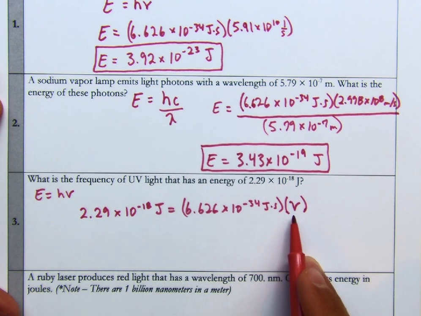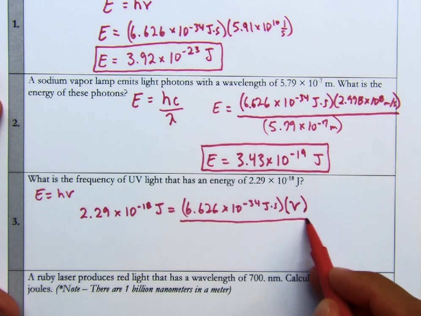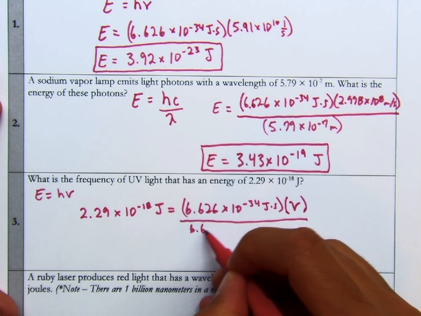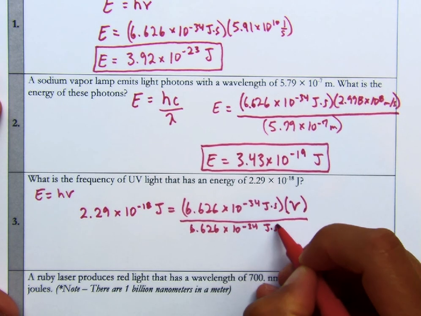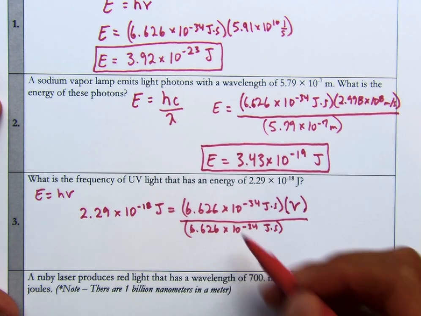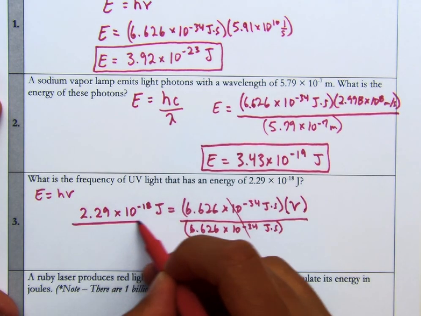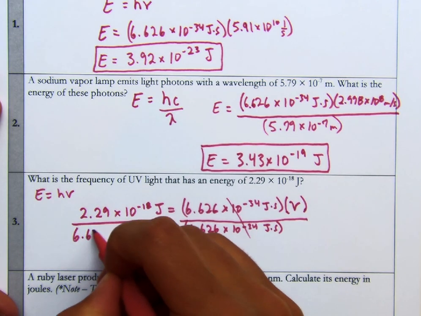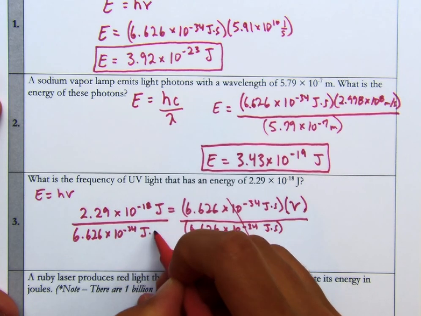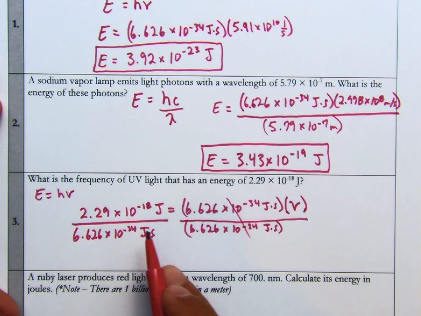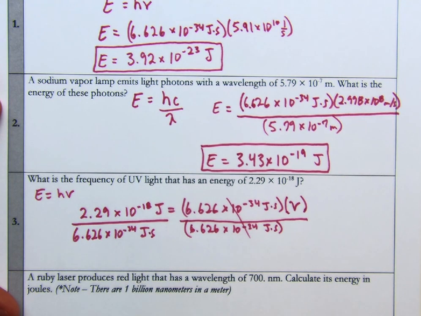It's like solving for x, right? I'm going to divide by 6.626 times 10 to the negative 34 joule seconds. That will cancel. Whatever I do to one side, I do to the other. So 6.626 times 10 to the negative 34 joule seconds. And here, you can see joules divided by joules will cancel, and we'll be left with inverse seconds, which is the same as hertz, which is the unit of frequency, which is what we're solving for.